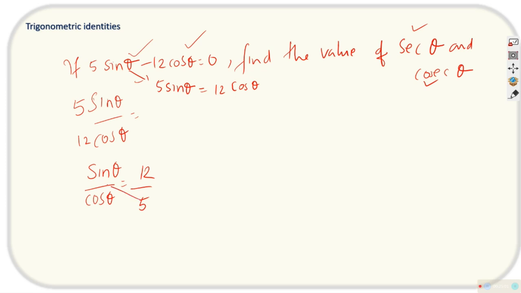5 sin theta and 12 cos theta are equal. Here you can simply send 5 over to the right side and bring cos over to the left side, in cross-multiplication. So we got sin theta upon cos theta is equal to 12 upon 5. Looking at this, what do we remember? tan theta. This is what I said. Our mind has to work like this, readymade. We got tan theta.